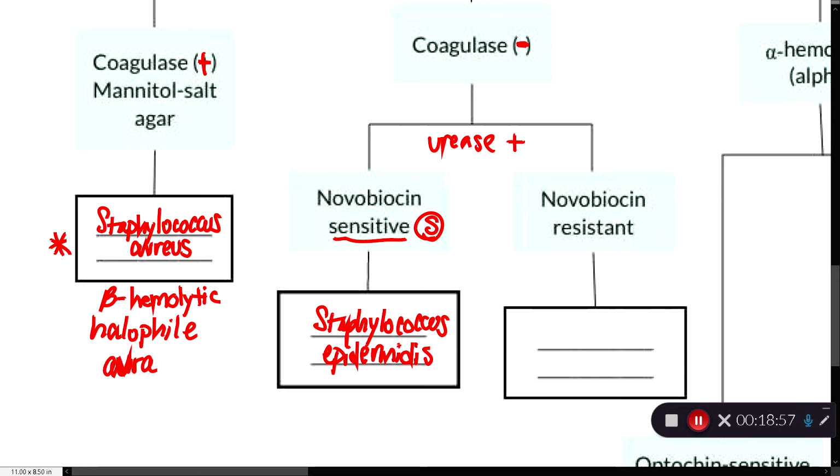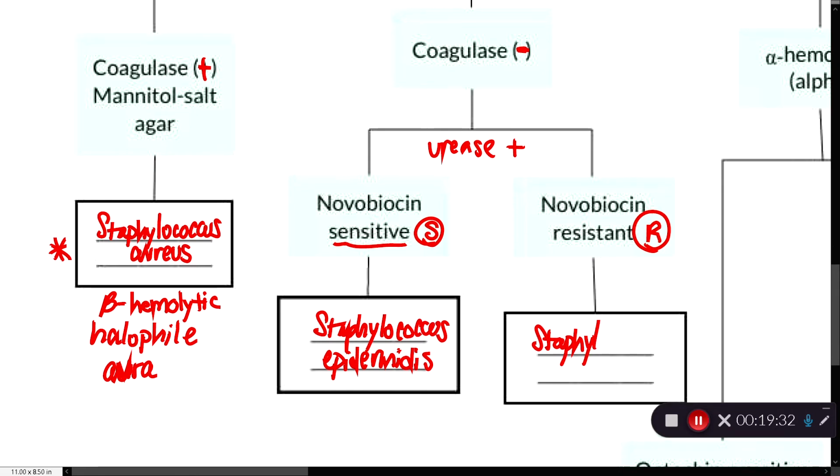The next agent, which you could probably guess by now, is novobiocin resistant. It's going to appear white, urease positive, but this one is much more going to be normal flora of the female genital tract and the perineum. And its MO is that it's the number 2 cause of urinary tract infections, UTIs, in young sexually active women. And so this is going to be Staph sapro.